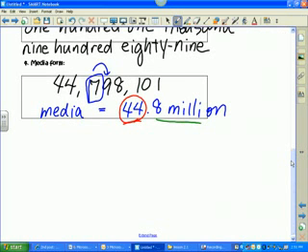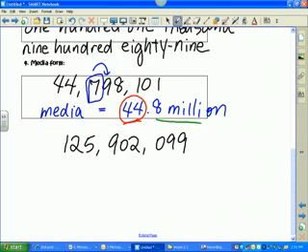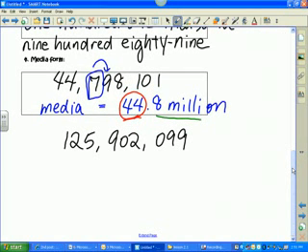Okay. Now I'll give you one more example, just so that you get used to this. So jot this down. Okay. 125. Okay, can someone attempt to put this in media form? So the number 125,902,099. So what would this be in media form? What would this be in media form? Go. 126 million. No, go up and write it down.